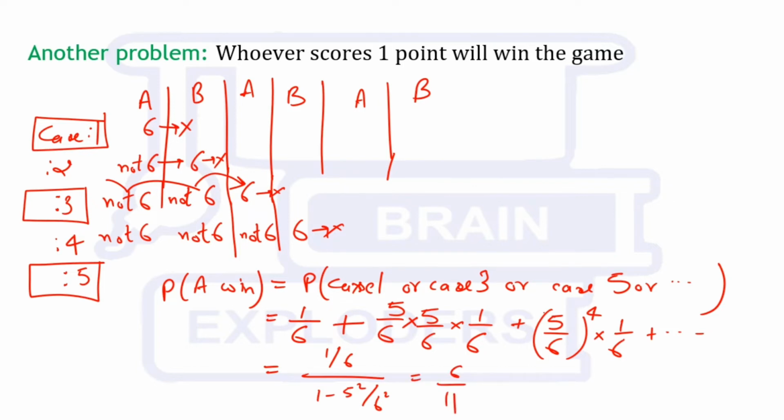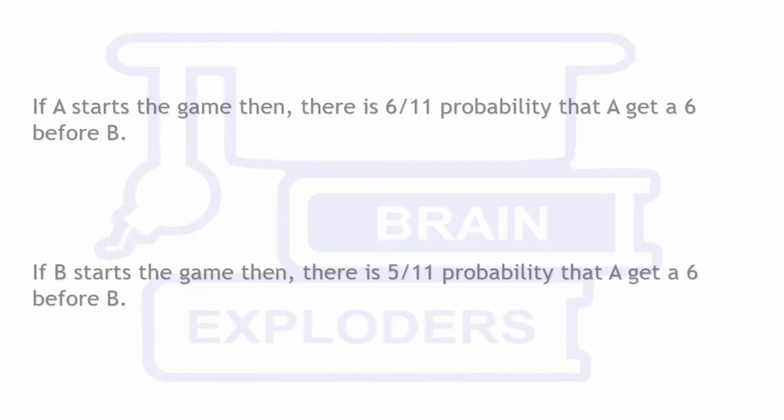Now here we can conclude two statements. If A starts the game, then there is 6 by 11 probability that A gets a 6 before B. And if B starts the game, then there is a 5 by 11 probability that A gets a 6 before B. We will use these two statements to solve our problem.